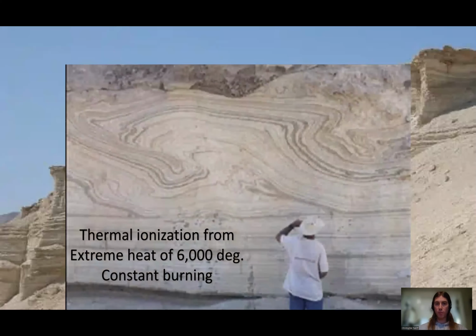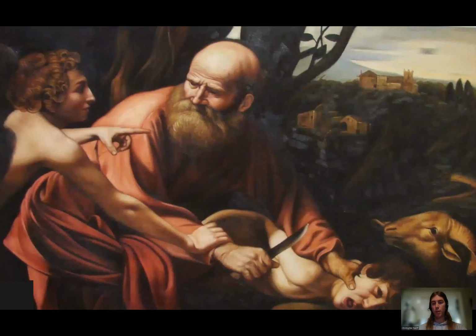And here you can even see from this site, on the bottom of this picture at about the guy's head height, you can see these horizontal lines that are all going straight. Now that's normal formation of time, but that swimming of that rock formation up there happened from thermal ionization of extreme heat of 6,000 degrees of constant burning, which proves that this area did burn at one point. So this site is actually very indicative of where and what happened to Sodom and Gomorrah.